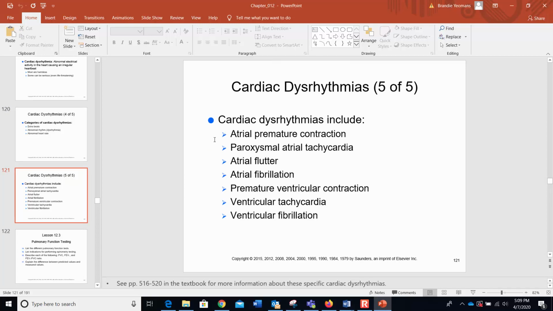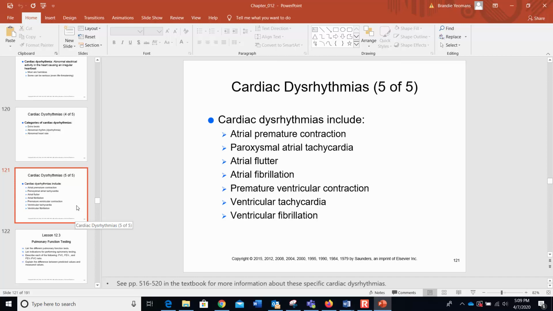So we have atrial premature contraction, paroxysmal atrial tachycardia, atrial flutter, atrial fibrillation, premature ventricular contraction, ventricular tachycardia, and the most deadly, ventricular fibrillation. Okay, so what is so specific about these rhythms? Well, let's look at paroxysmal supraventricular tachycardia. The description of that says that it's abbreviated PSVT.